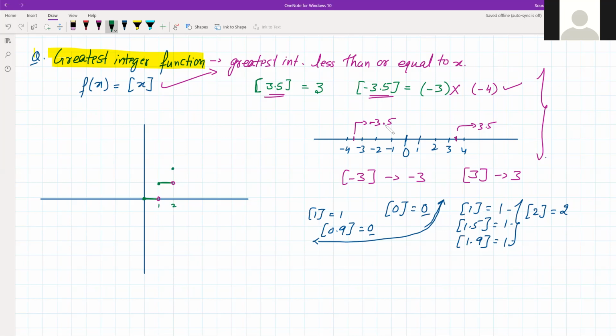So you can see that this graph is completely discontinuous. In this much time itself I have to lift my pen so many times. Next portion will be a straight line till here. Again at 3 it won't be 2, it will be actually 3. So this is how the graph looks like. And that's why this function is also called step function.